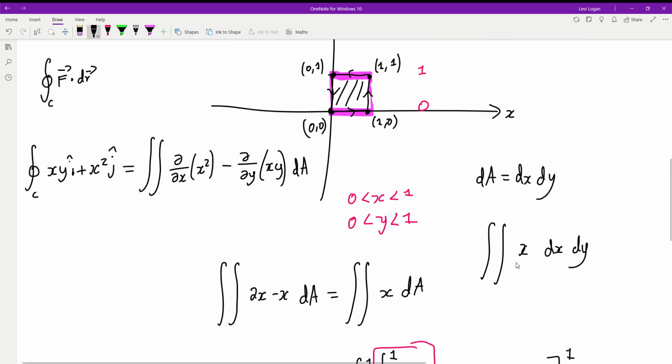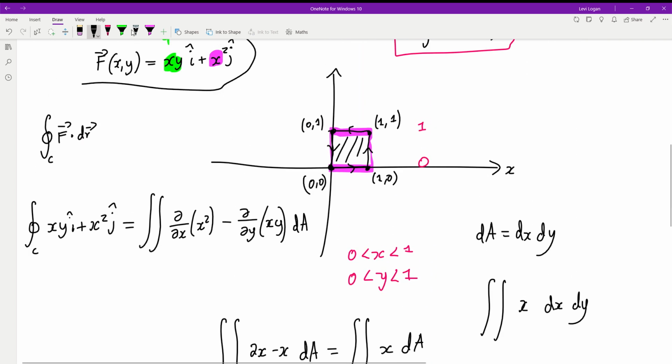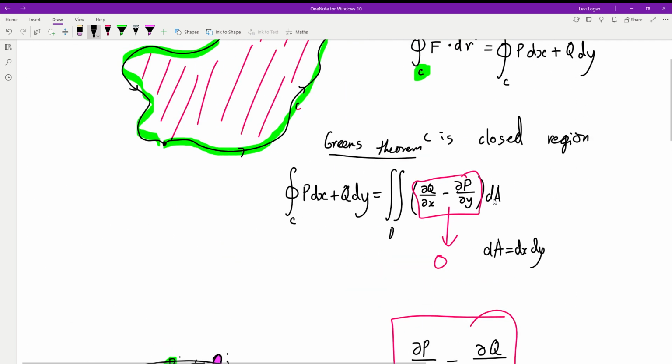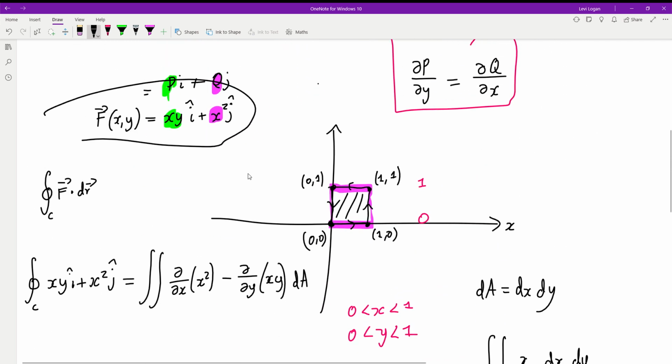So the work done when this vector field acts on the particle as it goes in this square motion will be a half joule. Okay? That was an introductory question of Green's theorem.